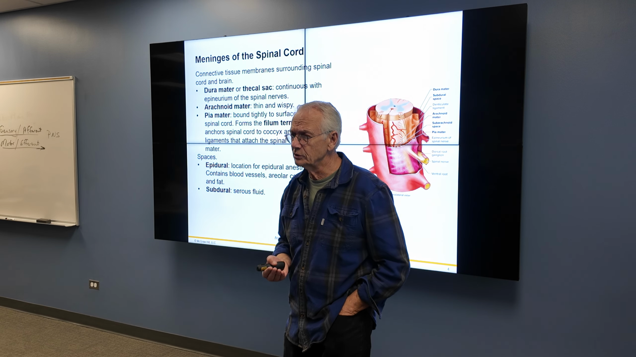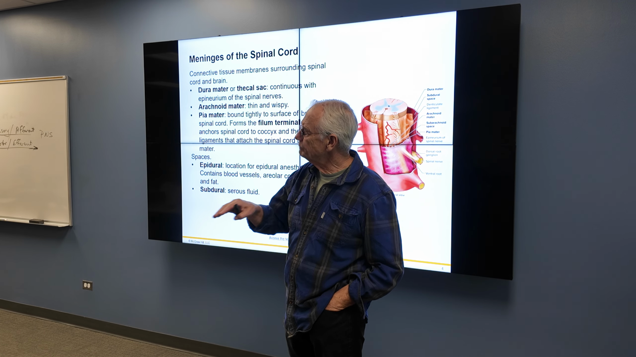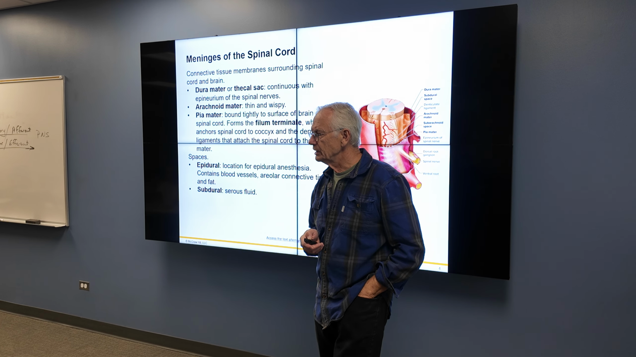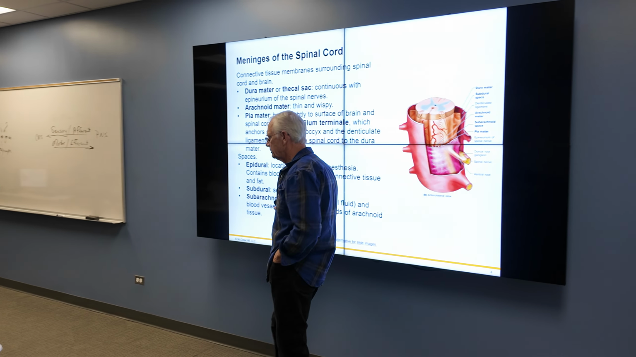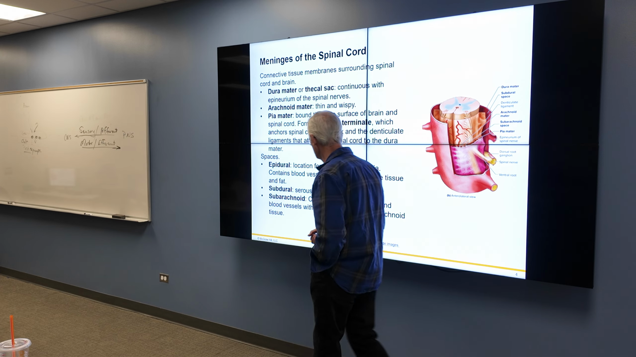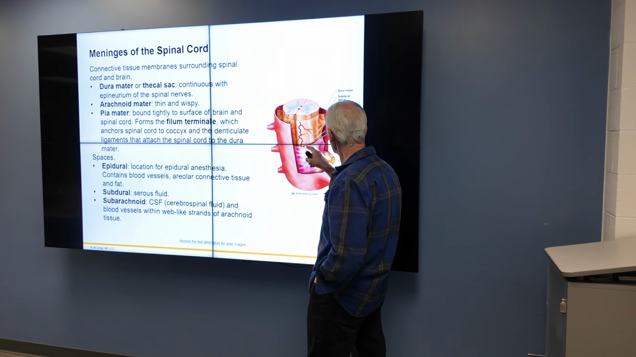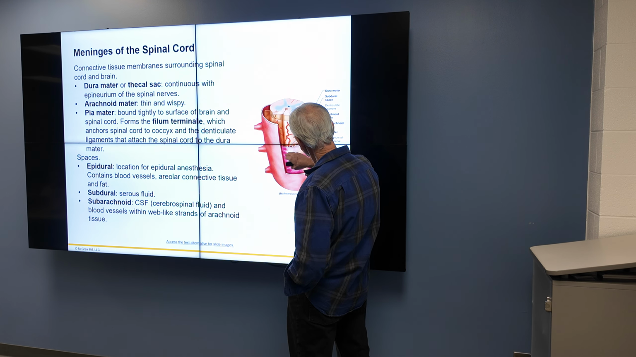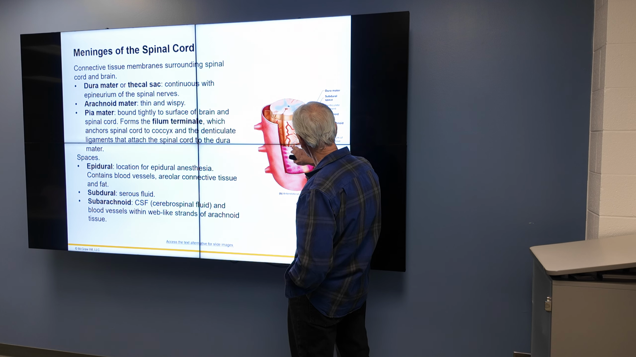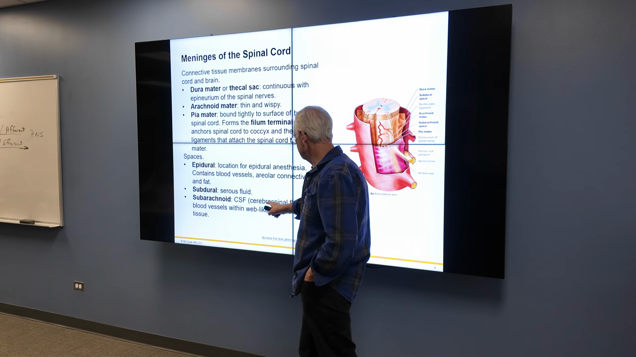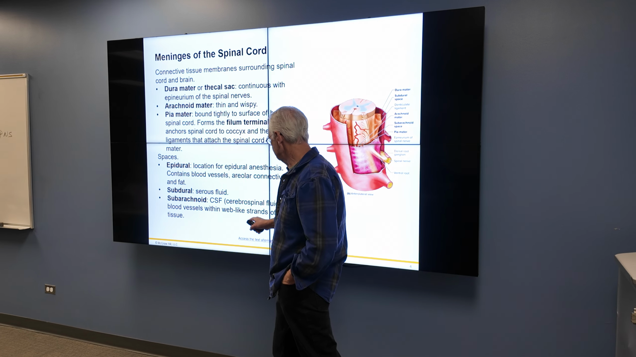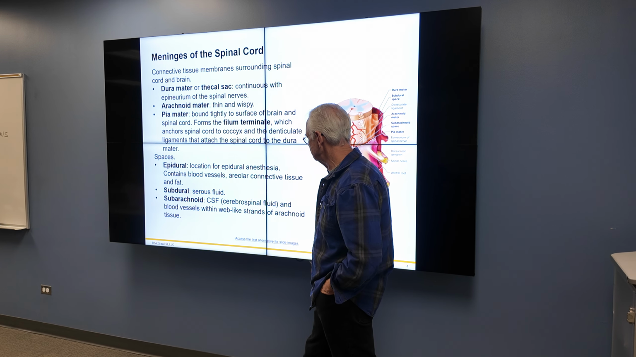Where do you go for a subdural? Well, you're going to have to penetrate through the dura. You're going to go through the dura in order to get to that. And then you have subarachnoid. Now I mentioned that the arachnoid was this real wispy area right here. If this is dura, and this layer right here is the arachnoid mater, and you get deep to that before you get to the pia mater, that's subarachnoid. We find CSF and blood vessels within the web-like strands of the arachnoid tissue.